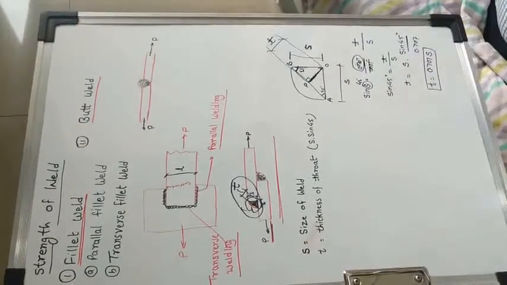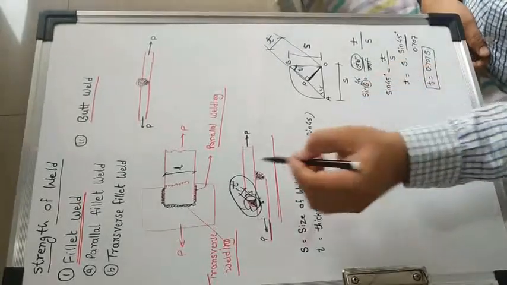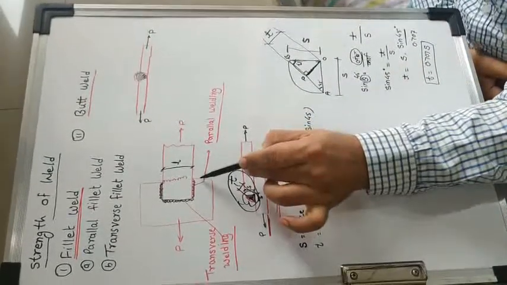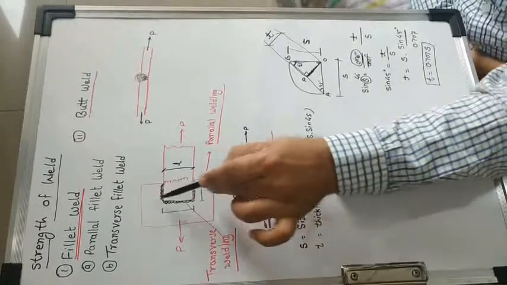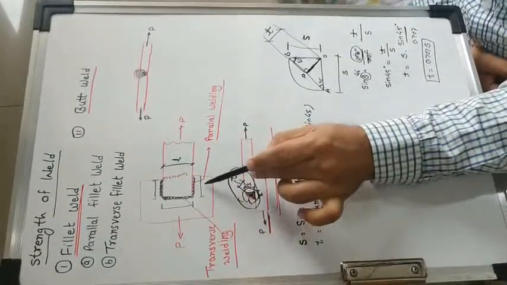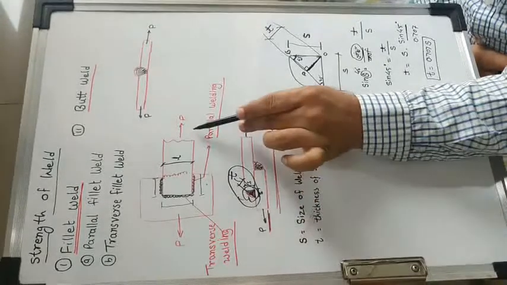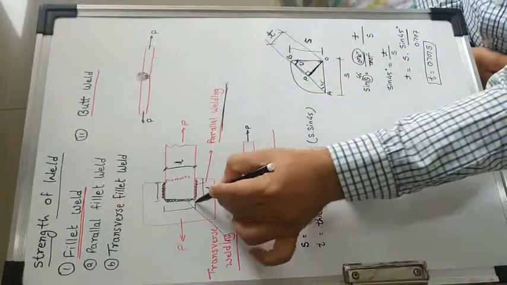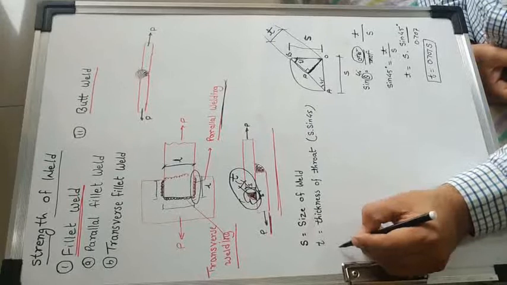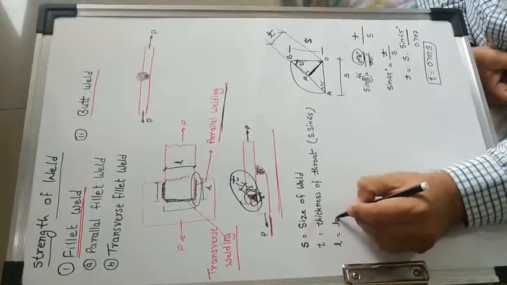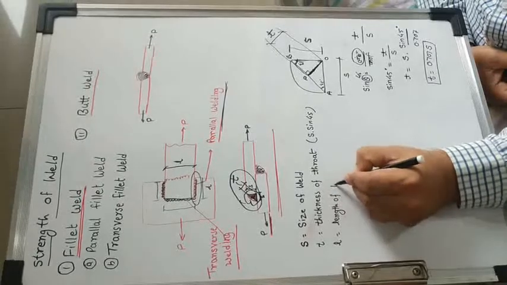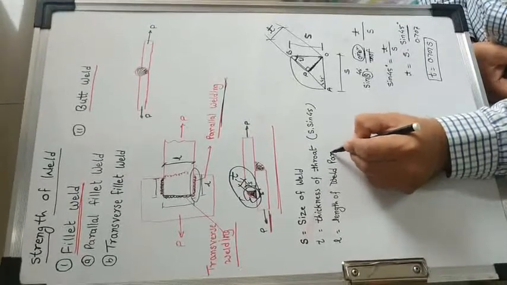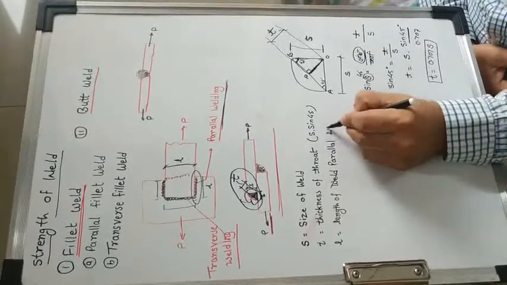Now length. This is welding length. So all are welding lengths. These are different lengths. Once we consider this parallel welding first, we consider that it is L. So first of all we consider one side. So L is equal to length of weld. You can say length of parallel fillet weld.